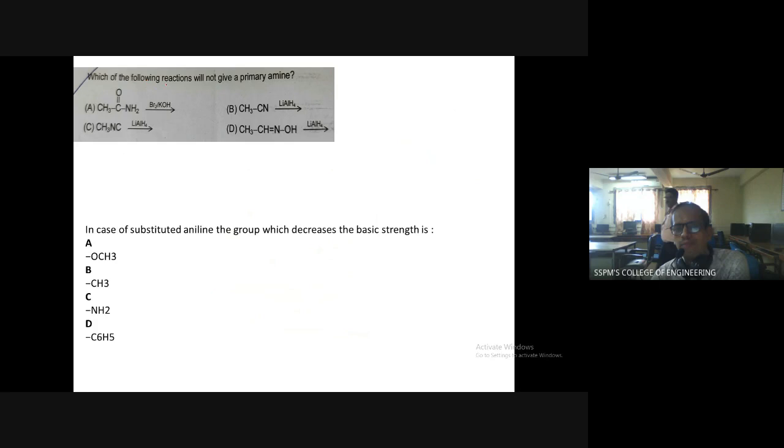Next question. Which of the following reactions will not give a primary amine? Which reaction below will not give a primary amine? The definition of a primary amine has been told to you many times.